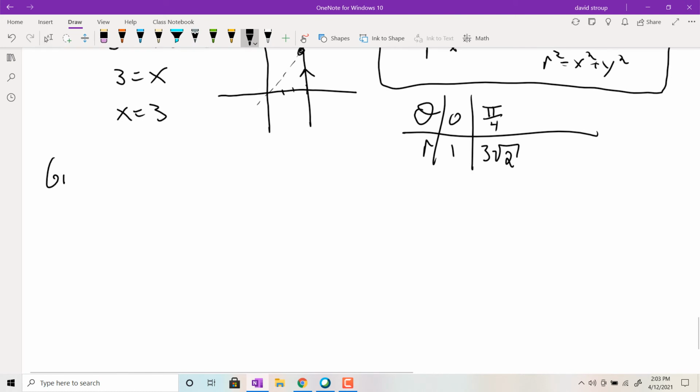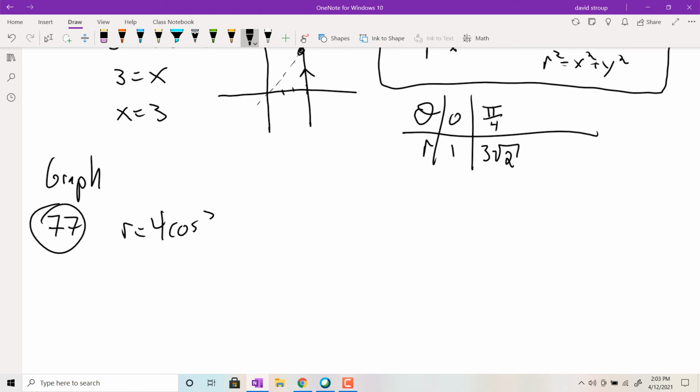Okay, I'm going to have you graph something as well. So I'll either make it a circle or a rose curve or a snail. More than likely it'll be a rose curve though. So let's look at 77. r equals 4 cosine of 3 theta.